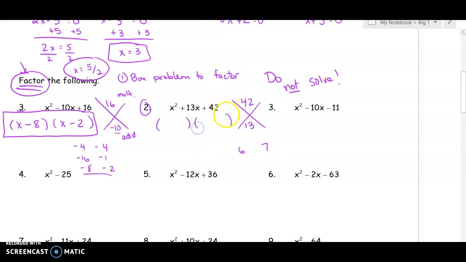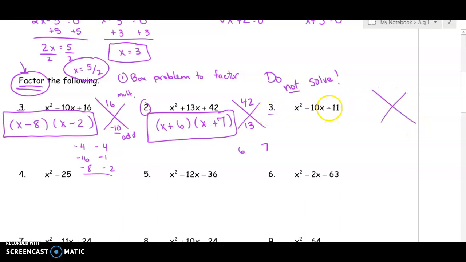You make your two sets of parentheses. X goes in the beginning of both. Since they're both positive, it's going to be a plus 6 and a plus 7. It doesn't matter which parenthesis the 6 goes in and which parenthesis the 7 goes in. For number 3, same idea. We're going to just factor it.